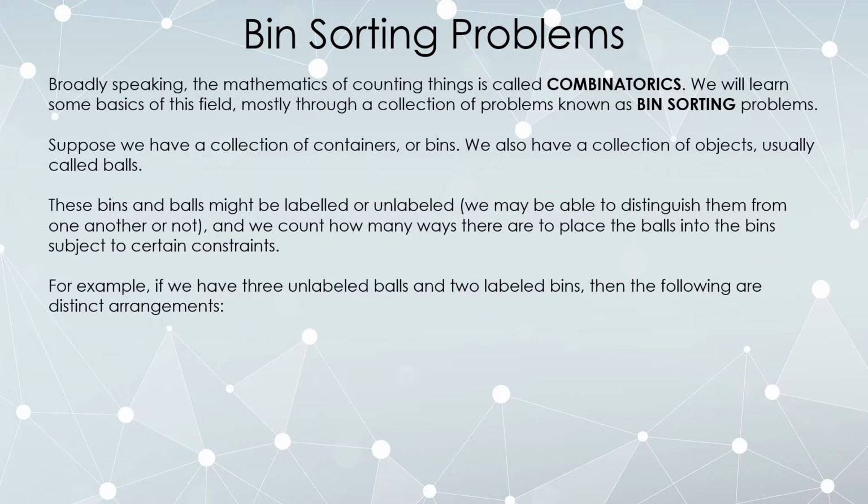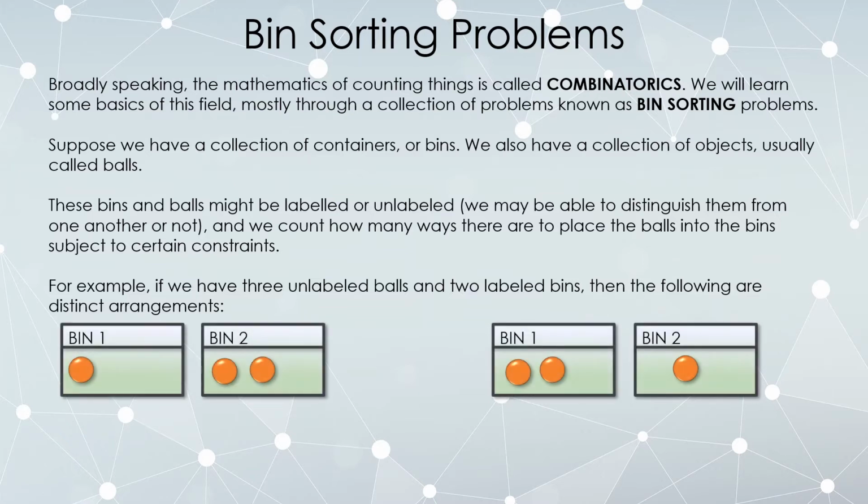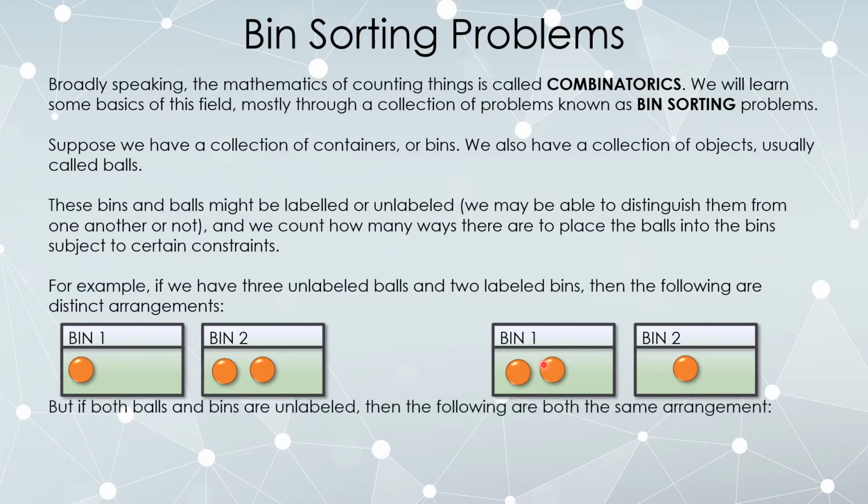So for example, we might have 3 unlabeled balls and 2 labeled bins. What constitutes distinct arrangements of 3 balls that cannot be told apart from one another into 2 bins which can? Well, bin 1 can have 1 object and bin 2 can have 2 objects, but bin 2 could have 1 object compared to bin 1 having 2. Because the bins can be told apart, we can see bin 1 has 1 versus bin 1 has 2. These are different arrangements. Okay?